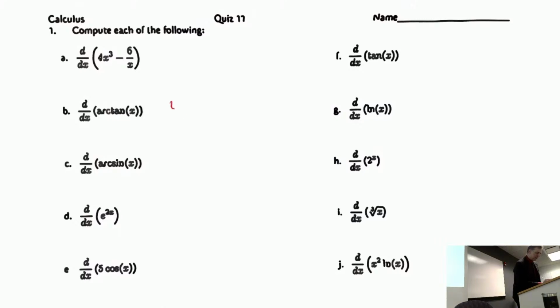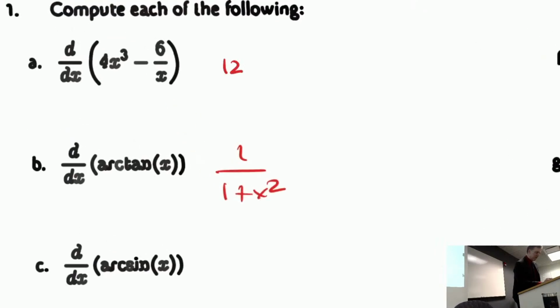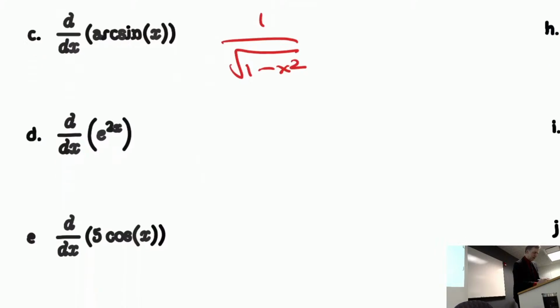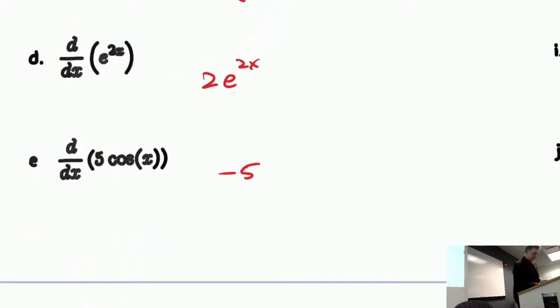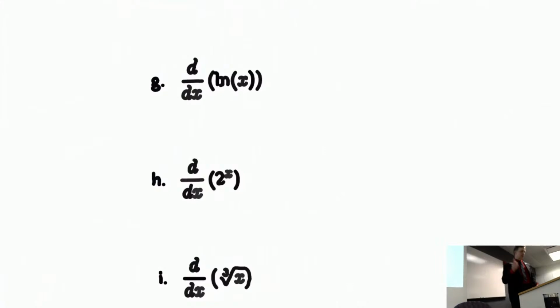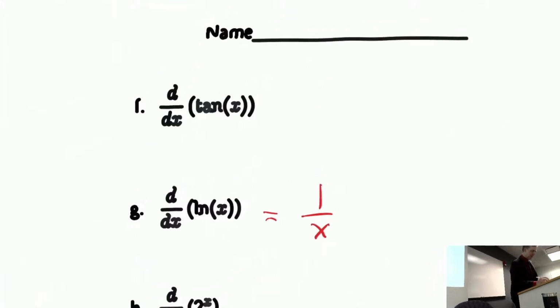So let me just whip through these. Let's see how quickly I can do this. Derivative of 4x cubed, 12x squared, plus 6x to the negative 2. Look at that. 1 over the square root of 1 minus x squared. This is going to be 2e to the 2x. This will be negative 5 sine. So you should strive to be able to rattle these off really quickly like this. 1 over x for this. I think I missed one up here. Yes, tangent is secant squared.